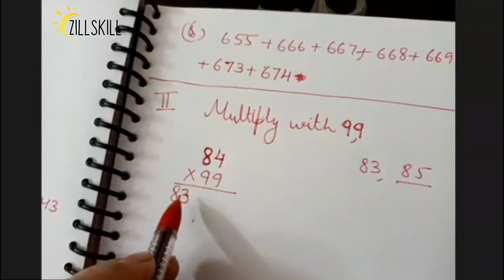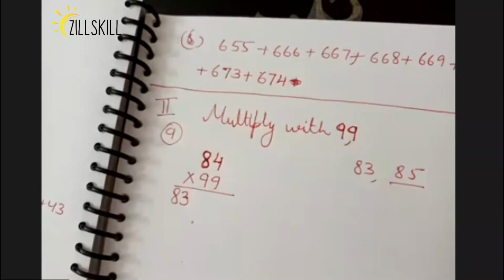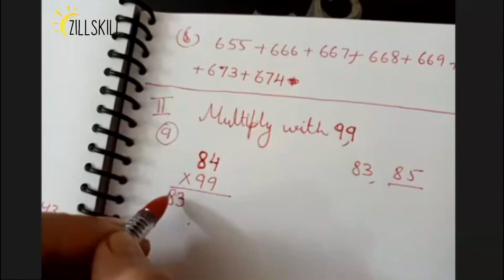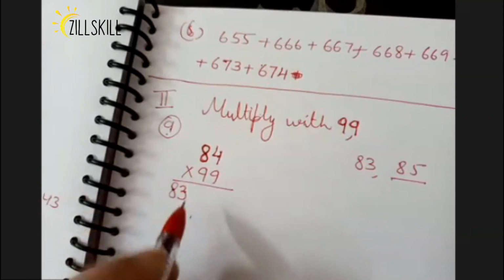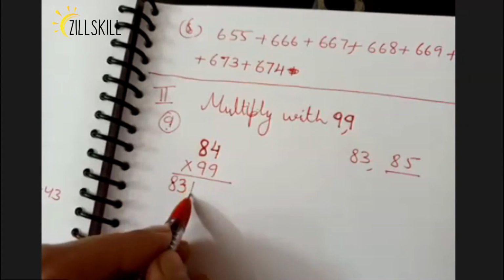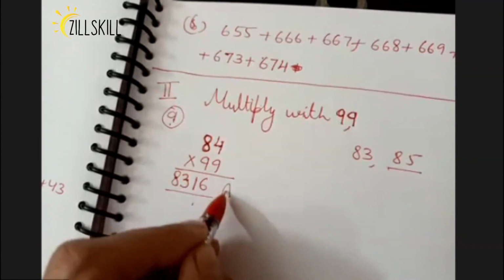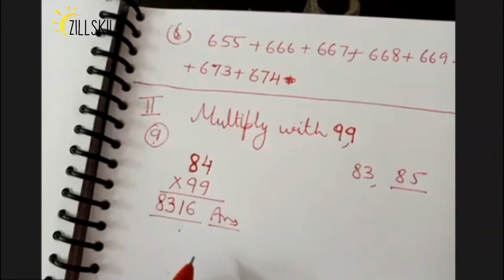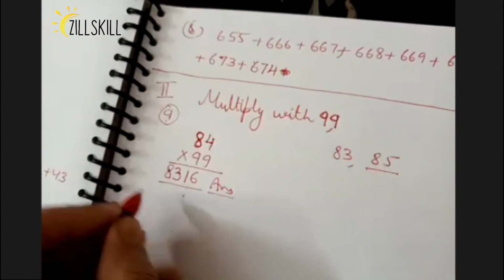Right. Now take 9 in your mind, and from the 9 you have to subtract the first digit, 8. 9 minus 8 is 1, and 9 minus 3 is 6. And that is our answer. I think it is clear to everyone. It is very, very easy.